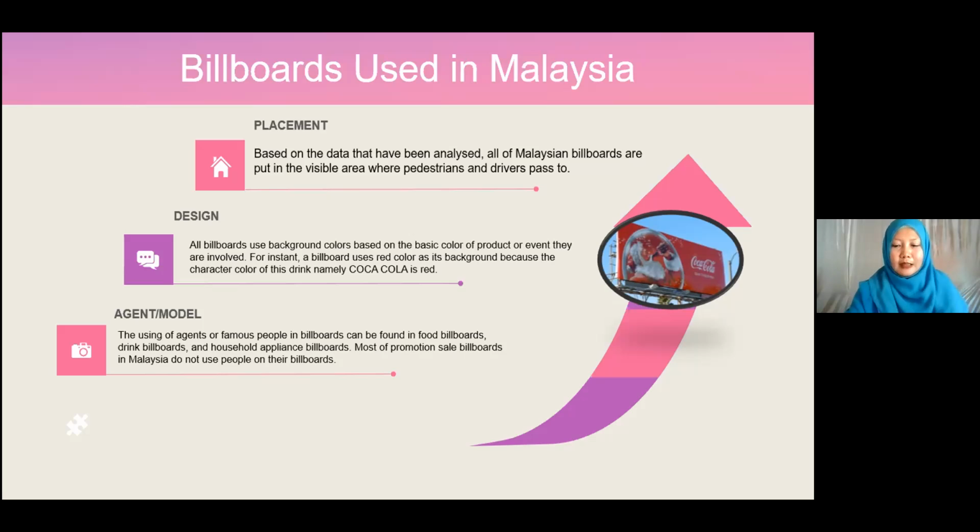And then next is the agent or the model. The use of agents or famous people in billboards in Malaysia can be found in food billboards, drink billboards, and household appliance billboards. Most promotion sale billboards in Malaysia do not use people, only some sentences and the event or the headline of the public notice.